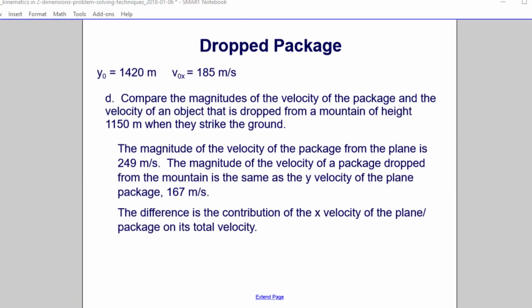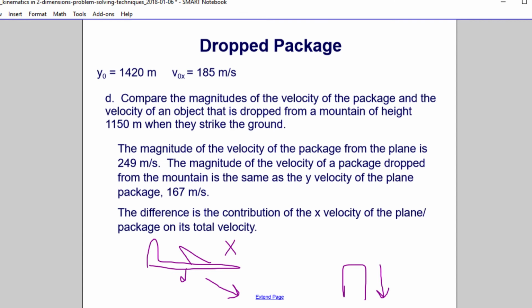We're now comparing the magnitudes. Here's the plane, it dropped the package, right? It came out like this, but by the time it hit the ground, it hit it at an angle like this. And if I just have a mountain at the same height and I drop the package, well, what's the difference there? The plane gives it a pretty substantial velocity in the x direction, where from the mountain there is no x direction velocity, it's just the y direction.